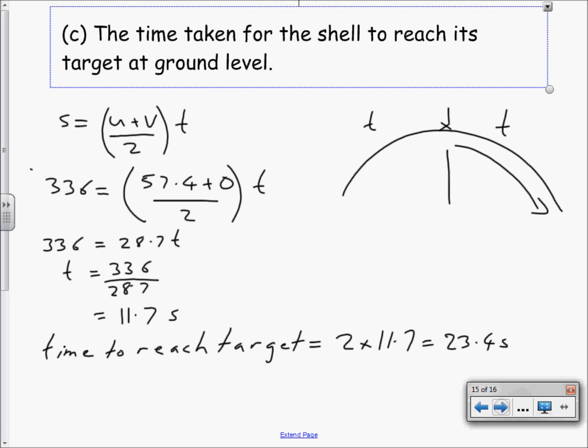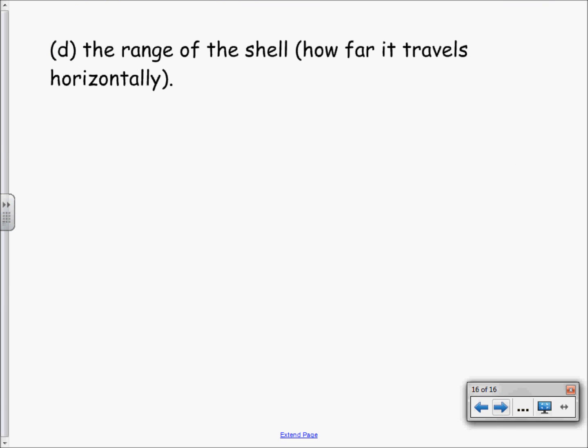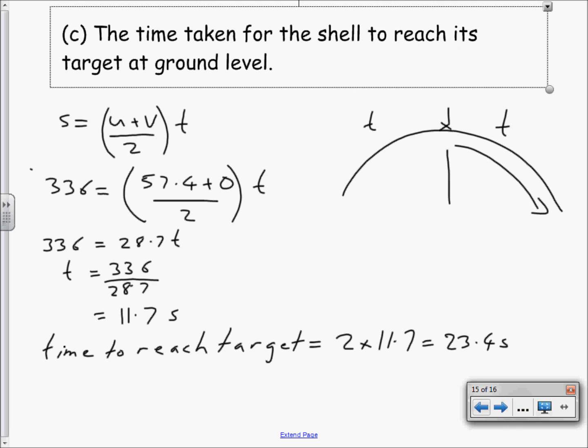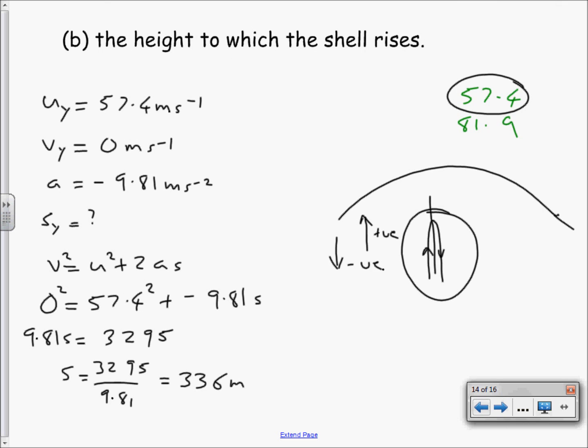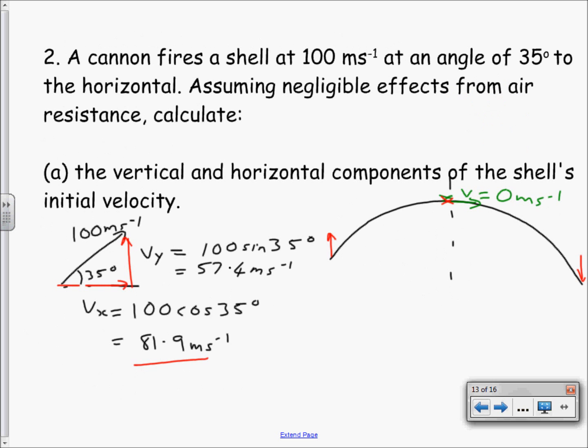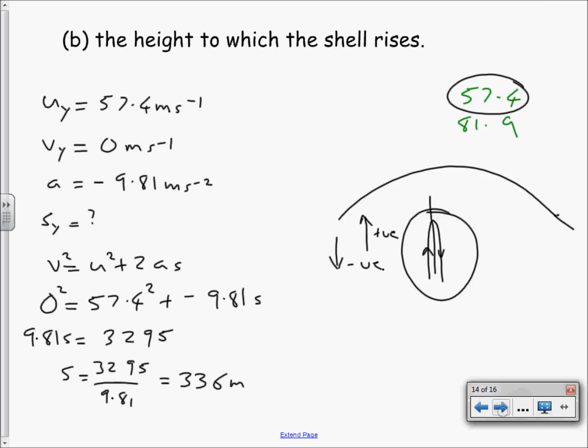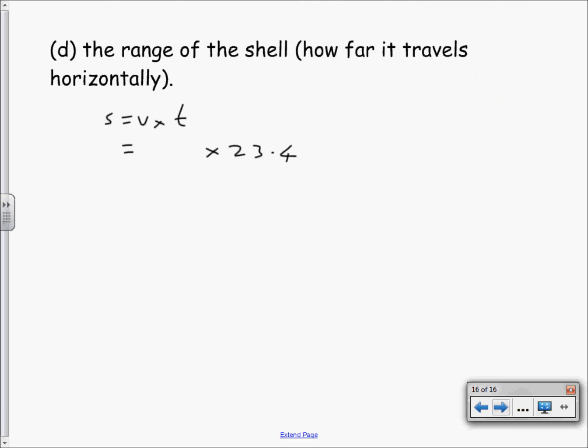All right, and the range of the shell, that one's just the horizontal motion, so S equals V times T. We've just figured out that the time is 23.4 seconds. And the velocity was that horizontal velocity component from back in part A, which was 81.9. And you can figure out the answer to that.